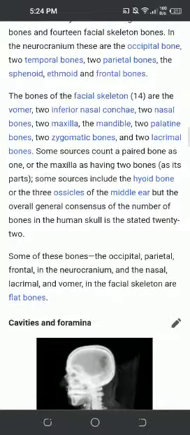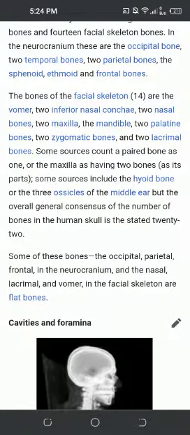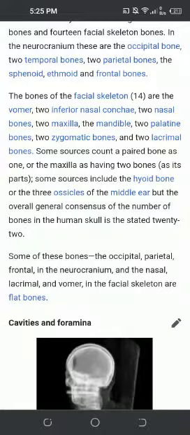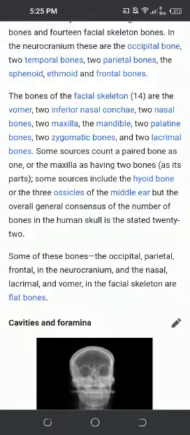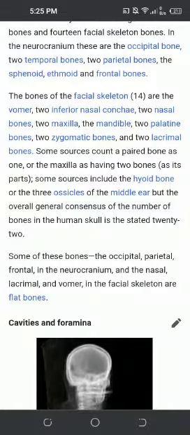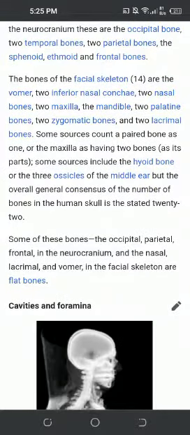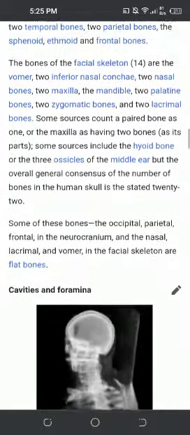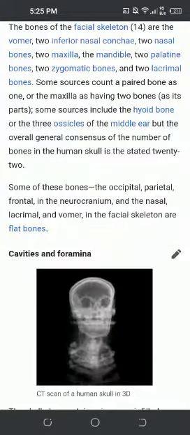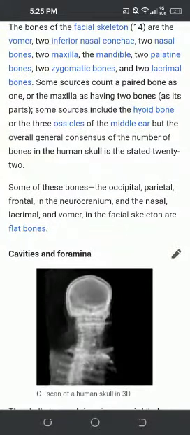Some sources count a paired bone as one, or the maxilla as having two bones. Some sources include the hyoid bone or the three ossicles of the middle ear, but the overall general consensus of the number of bones in the human skull is stated as 22.